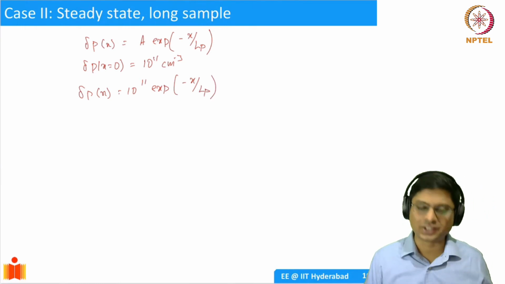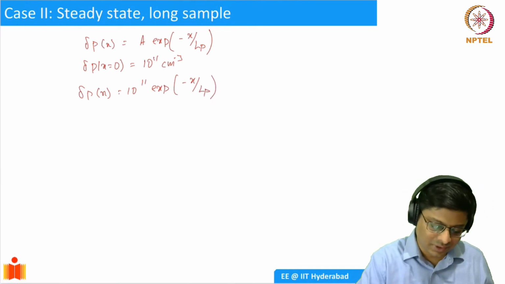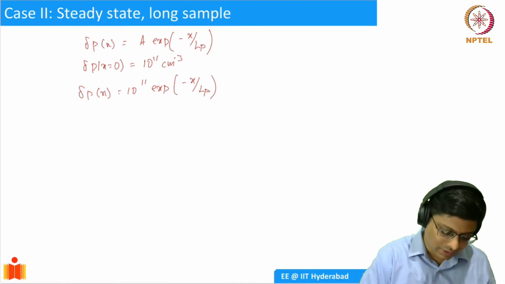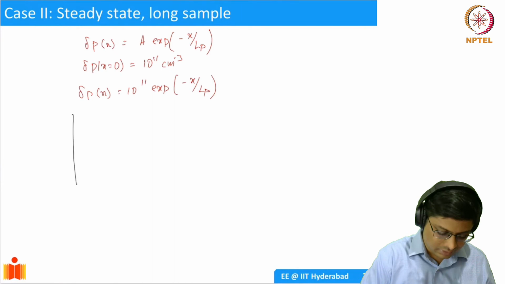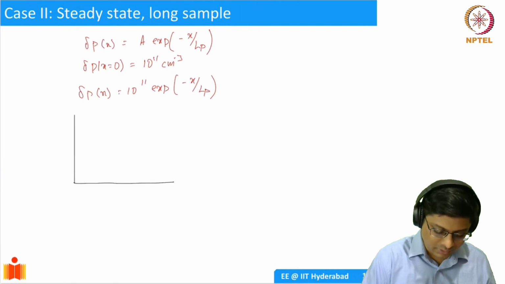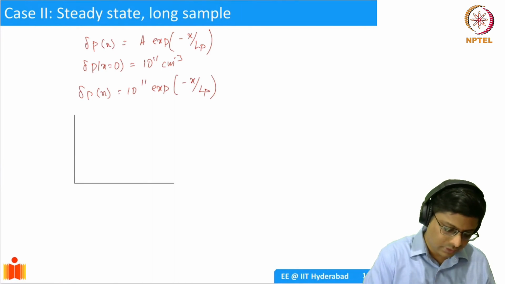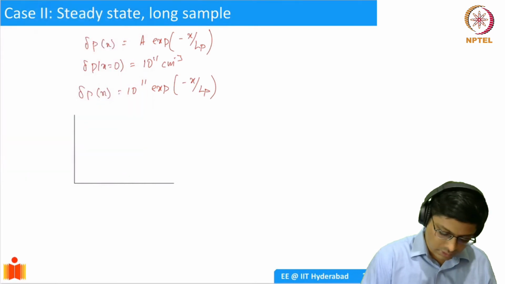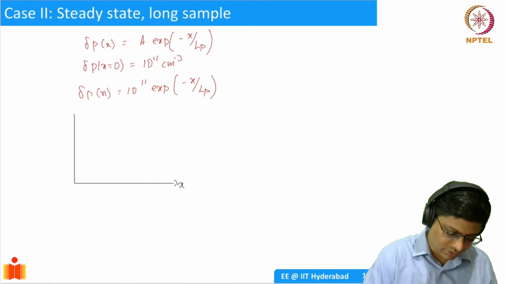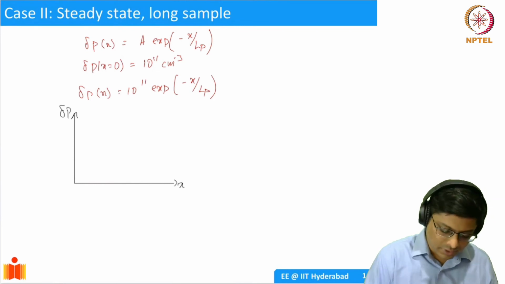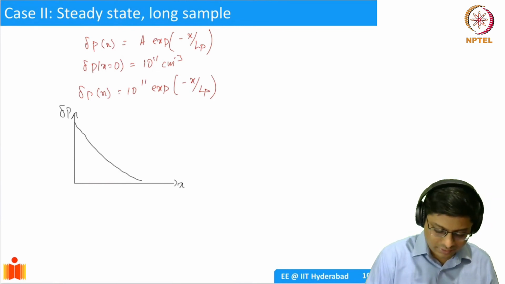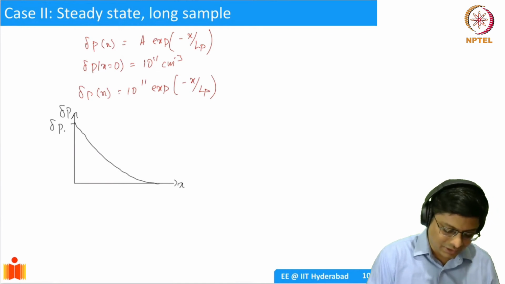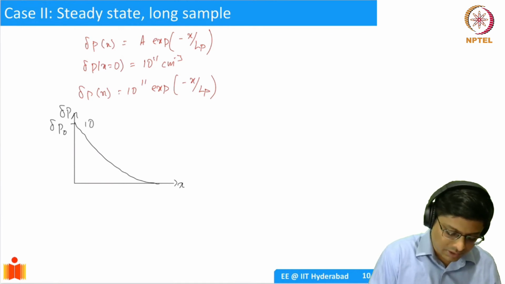So what does this tell us? How does the distribution of minority carriers look in the semiconductor? Well, you take this and plot it as a function of position x, with delta p on the other axis. You're going to have an exponential peak. Fantastic. One of the simplest things we can think of. Delta p naught is equal to 10 power 11.